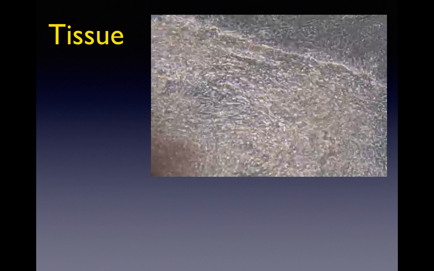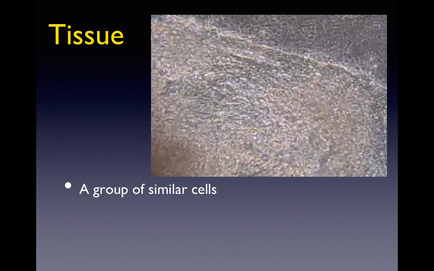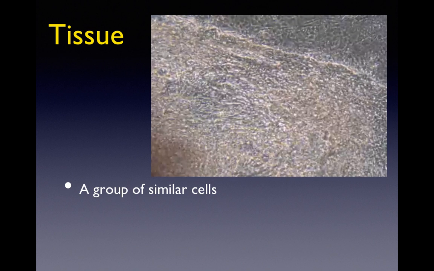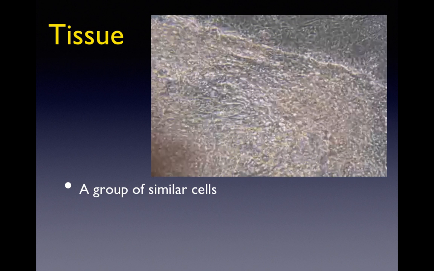Tissue. Tissue is just a group of similar cells. So they're doing all the same things, okay? It'd be like a skin cell with other skin cells would create a tissue. A skin cell with a lung cell would not create a tissue because they're not similar. So the example we have here is heart tissue. You can actually see in the video, if you were watching it earlier, the tissue moving. That's the beating of the heart.